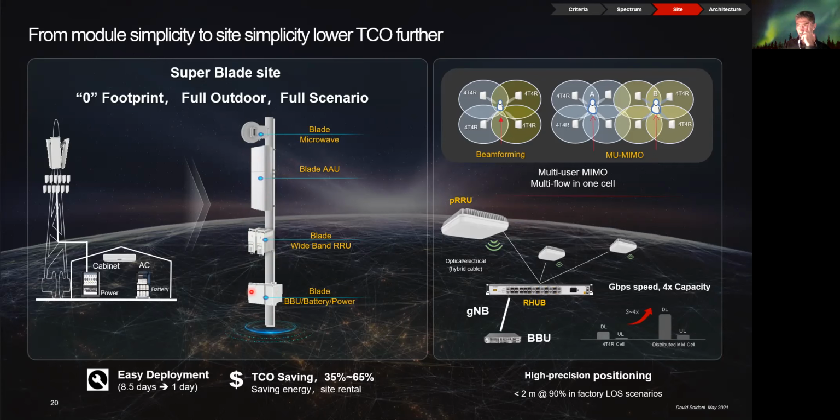a blade approach so that we can organize and orchestrate the energy among the different systems, therefore saving a lot of electricity. Here you have examples of improvements. We may shift from a week down to a day to install the complete site, and the total cost of ownership saving is in the range of 50% in terms of saving of energy, but also rental costs, because all this basically reduces to a single mast.